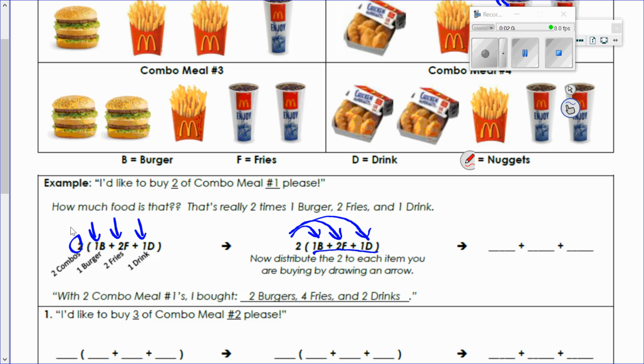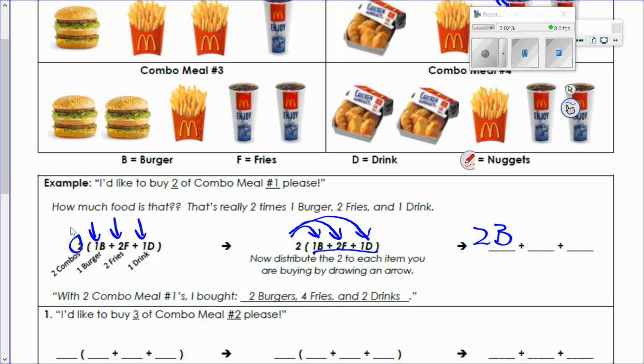I do highly recommend drawing these arrows anytime you're doing distributive property, guys. It's going to help you keep straight everything that you need to do within this problem. Because literally all I'm doing is distributing this 2 out to each of those individual things. So because I have 2 combo meals and each of those has 1 burger, how many burgers should I have in my bag as I drive away? 2 burgers.